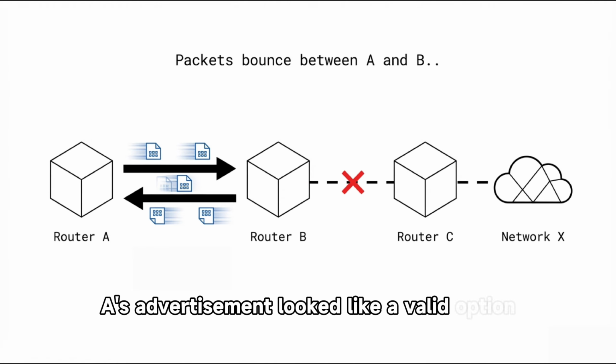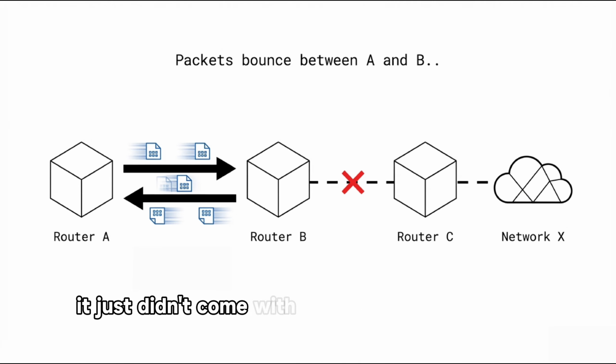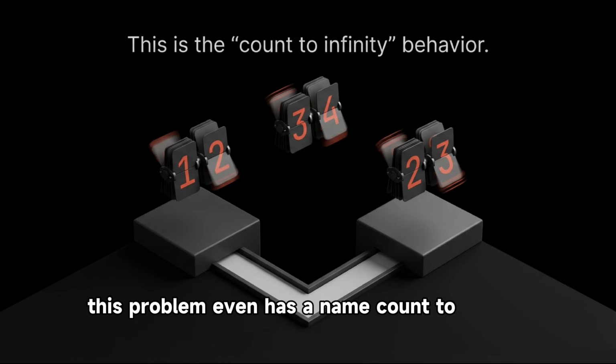So when B's direct path to network X broke, and B looked for an alternative, A's advertisement looked like a valid option, because it was when A made the announcement. The advertisement was accurate at the time. It just didn't come with enough information for B to realize it was no longer useful. This problem even has a name: count to infinity.